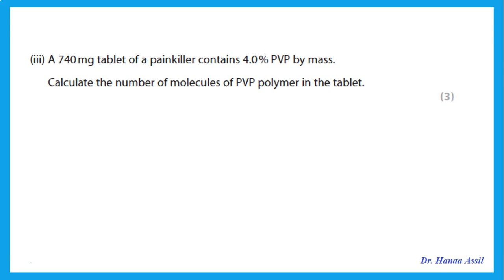A 740 milligram tablet of painkiller contains 4% by mass of this compound. Calculate the number of molecules. So we're still talking about that PVP polymer. So get the mass. The mass is 4% of the 740 milligrams. That would be 29.6 milligrams. You divide by 1,000 to change it into grams. So after saying that it was 4% of the 740, that means I have this mass of the PVP.